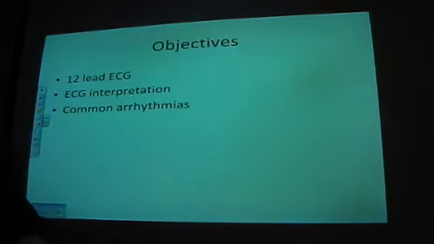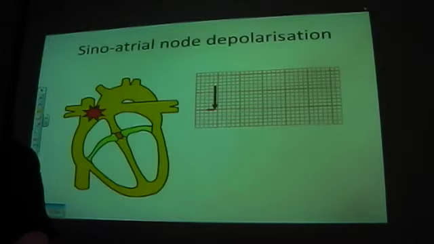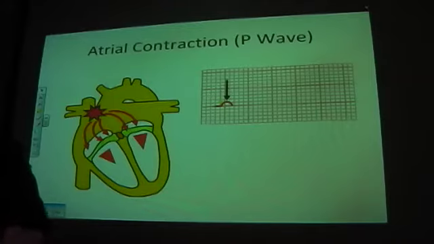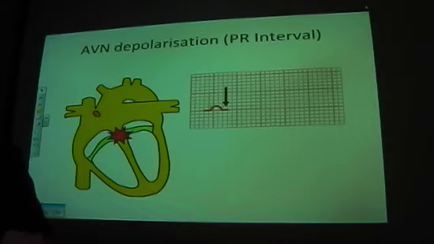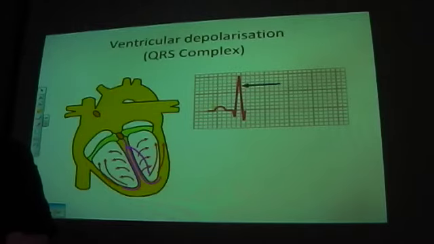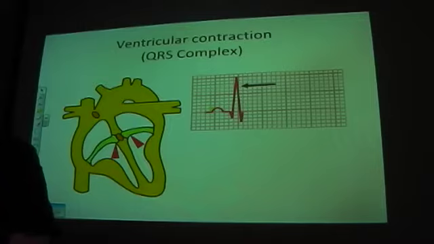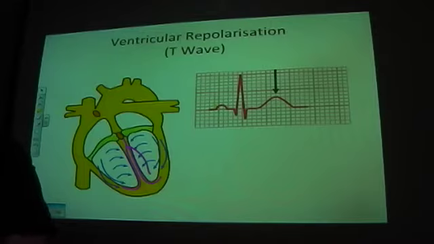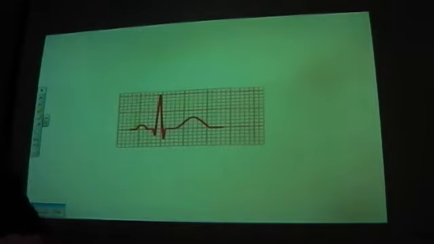So basically we're going to have a quick look at trying to interpret 12-lead ECGs and some of the common arrhythmias that are associated with this. This is the bit you all probably know. You start off with depolarization at the SA node, which leads to atrial depolarization and contraction, so you get the P wave at that point. Then the AV node depolarizes during the PR interval, which you don't actually see on the ECG. This leads to ventricular depolarization and contraction in the QRS interval, the main QRS wave, followed by repolarization as the T wave. As a result, you get something like that.